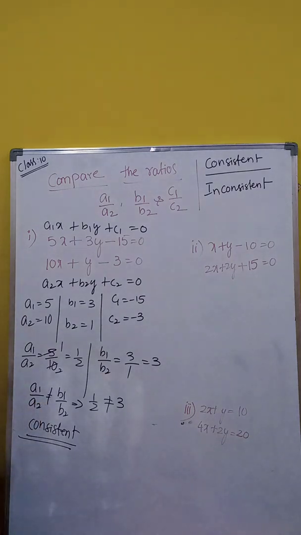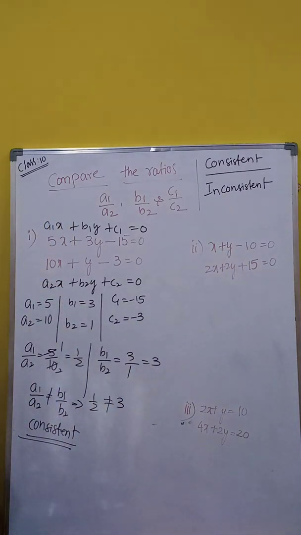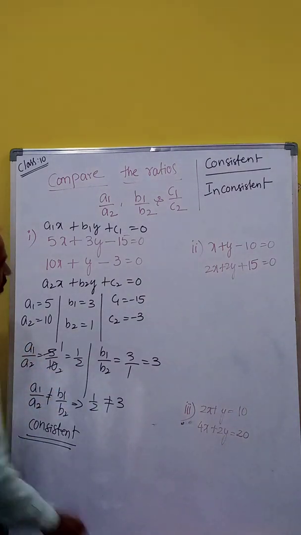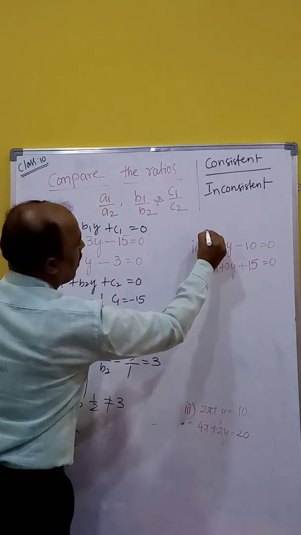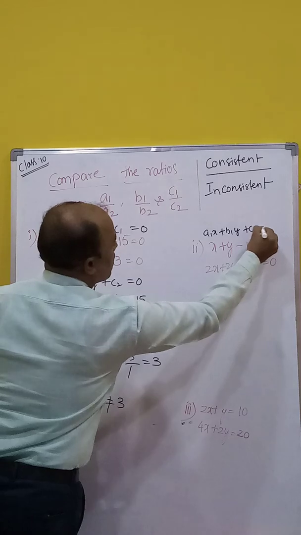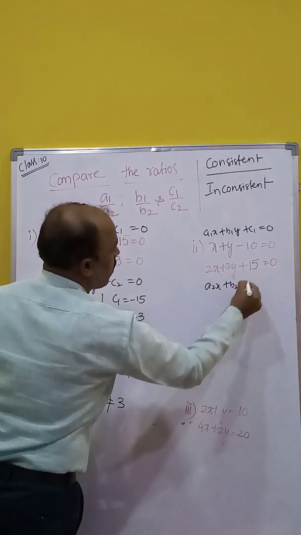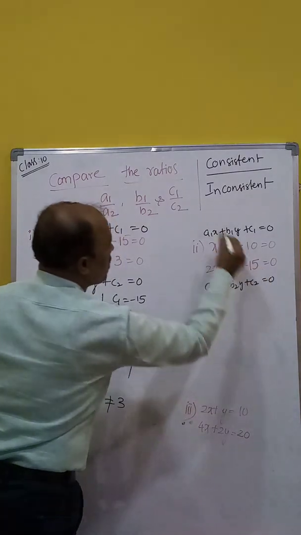Come to the second one. x plus y minus 10 is equal to 0. 2x plus 2y plus 15 is equal to 0. Then again he is asking consistent or inconsistent. Same way, compare. First one, a1x plus b1y plus c1 is equal to 0. Second one, a2x plus b2y plus c2 is equal to 0.